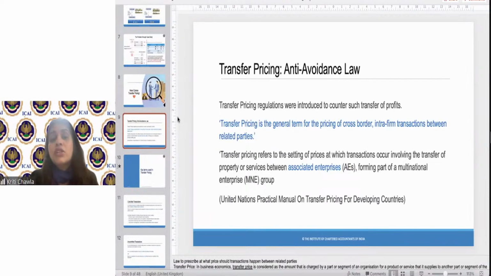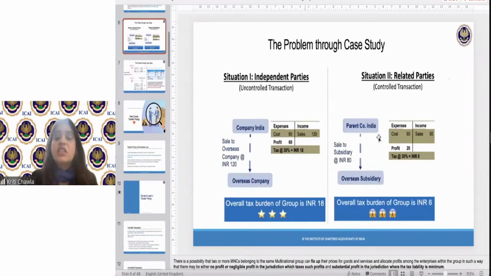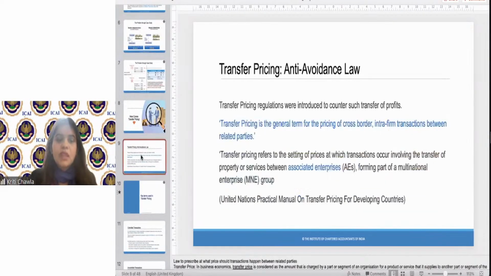When I say cross-border transaction, it basically means a transaction between India and an overseas subsidiary. Cross-border as in an international transaction. Then it should be an intra-firm transaction. When I say intra-firm transaction, it should be a transaction happening within a particular multinational group, as in between related parties. It should not be a transaction between independent parties, because if it is a transaction between independent parties, they will obviously transact at open market price.